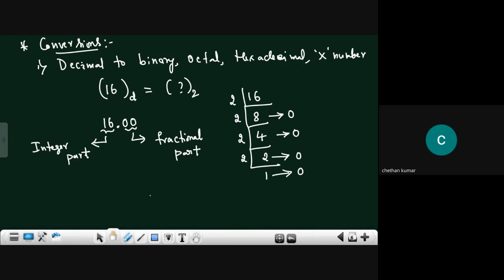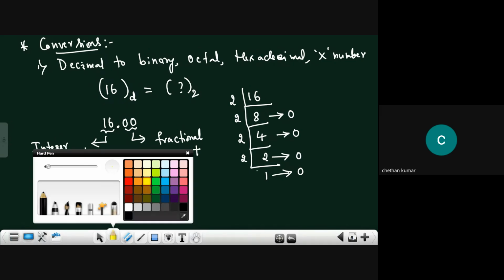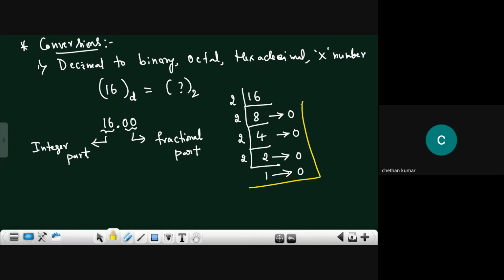Is it correct? So then what I should do? Take the result from bottom to the top. So 16 in decimal, the equivalent in binary is 1 0 0 0 0 with base 2. 3 zeros or 4 zeros? 3 zeros means it is 8, right? 4 zeros, right? 16.